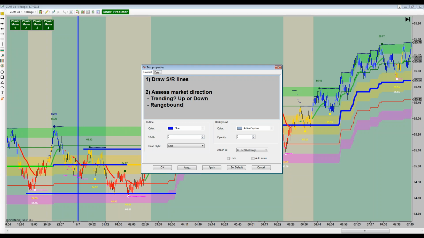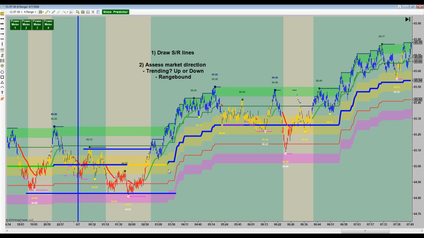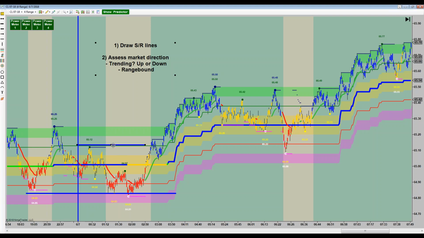These are the questions you ask yourself when you start to assess any chart on any instrument at any time of the day. You always do these two things first. Always. Without fail. You put your lines in, and then you assess the market condition. Is it trending? And if so, is it trending up? Is it trending down? No. Is it in a range? Yes.